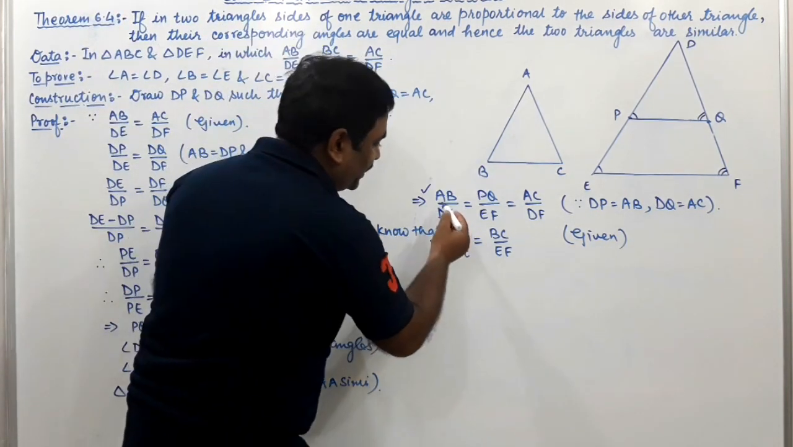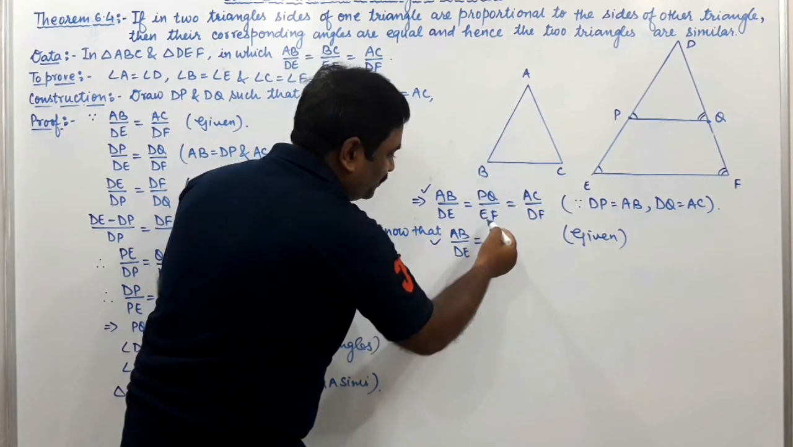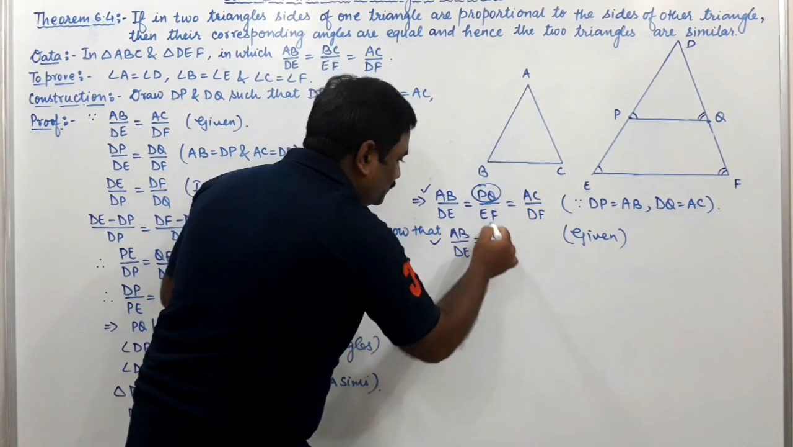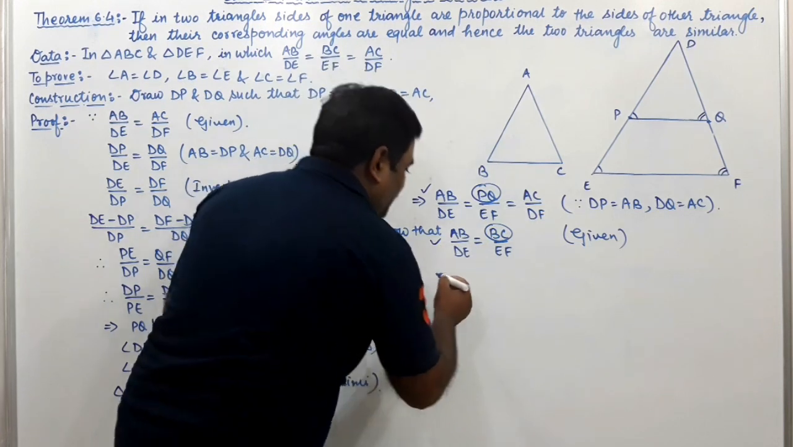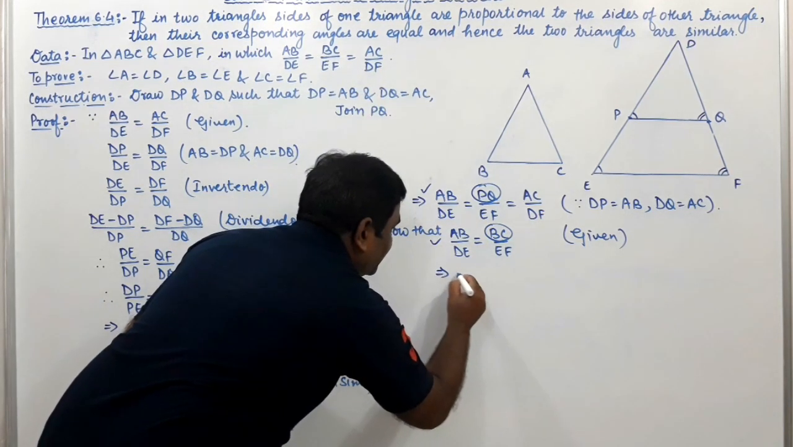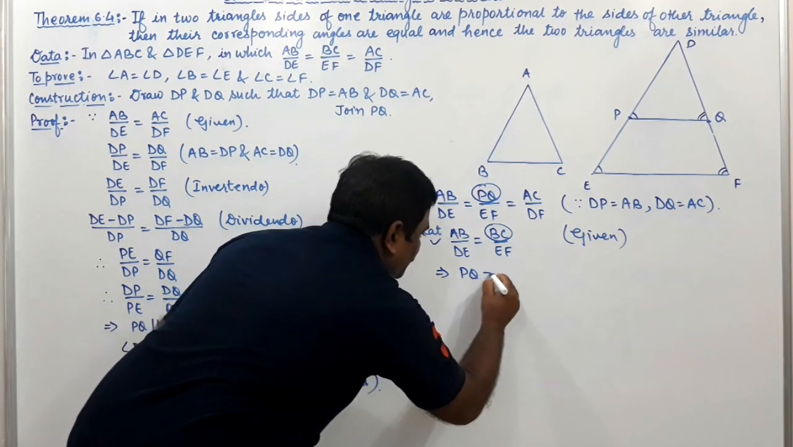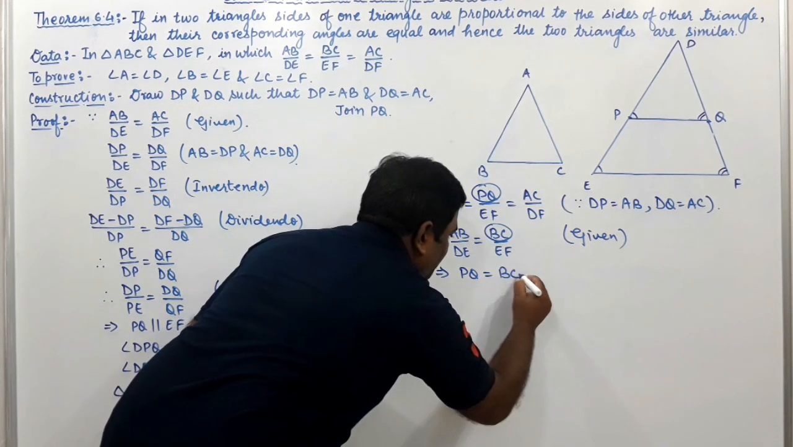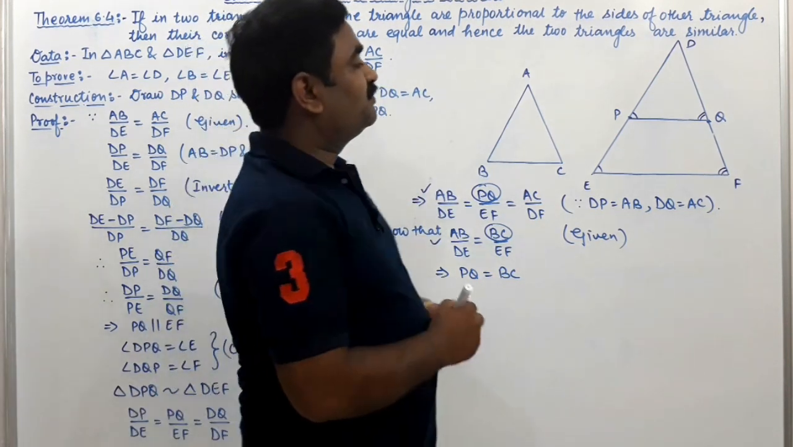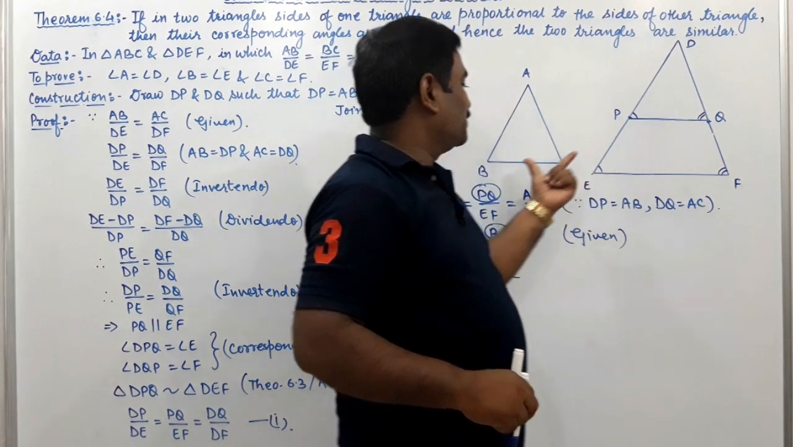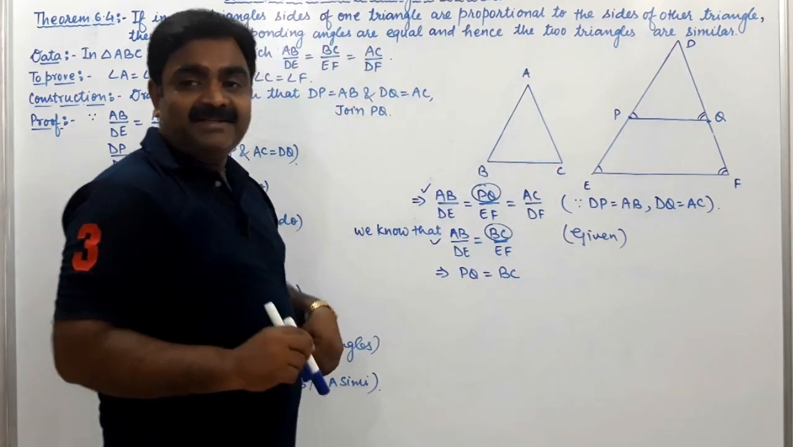Let us compare this and this. So what are we getting? AB upon DE equals PQ upon EF, and it means PQ will equal BC. Therefore we are getting PQ equals BC.